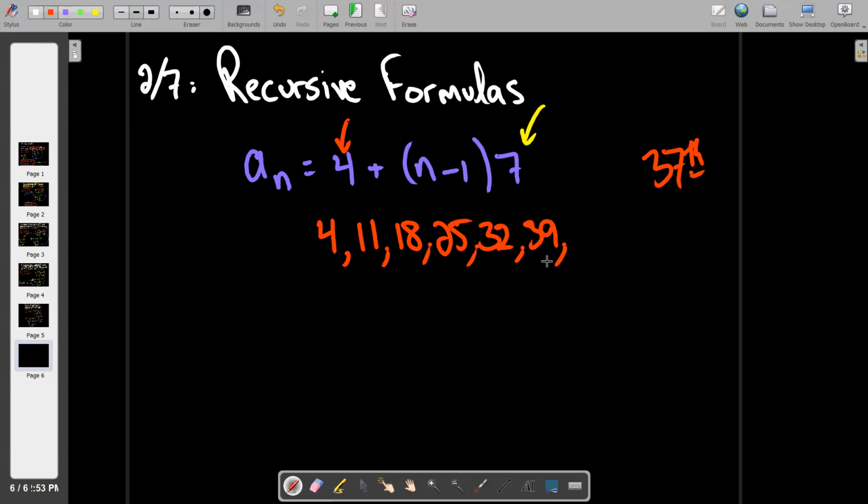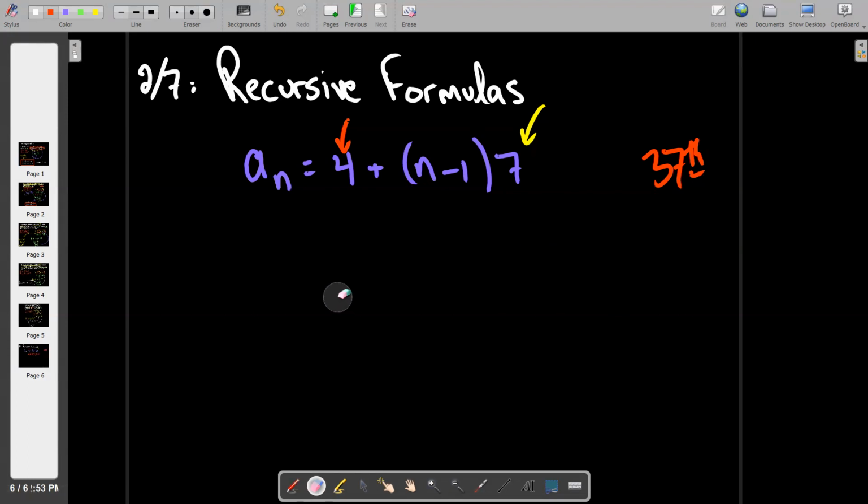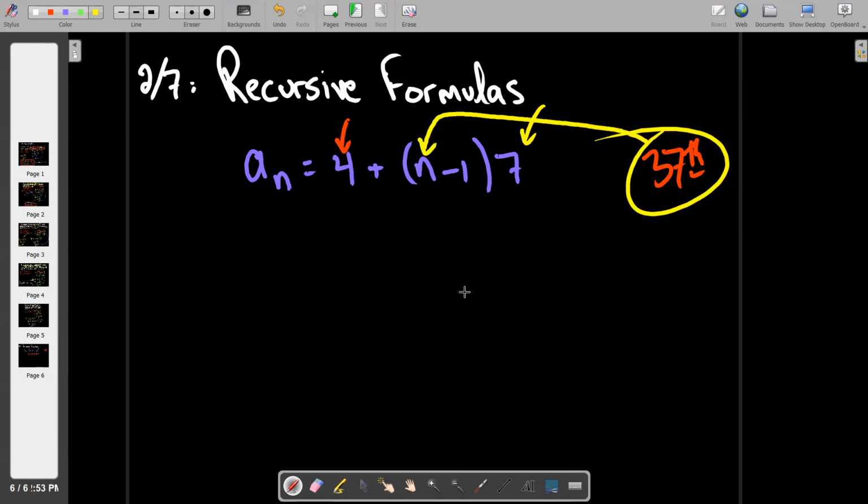But the real beauty of an explicit formula is that if I want the 37th term, I don't need to count out all 37 of the first terms. I need to use the dang formula, right? And remember that we had a formula and you just put in a certain number for n and you're good to go. If I'm finding the 37th term, that just means you put 37 right there and you're done. You grab a calculator and you're done.